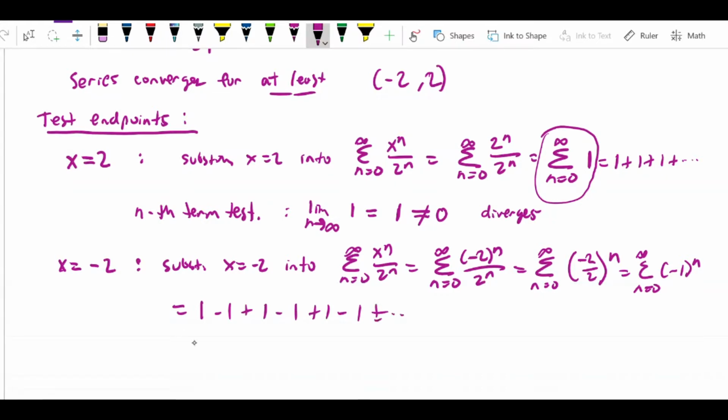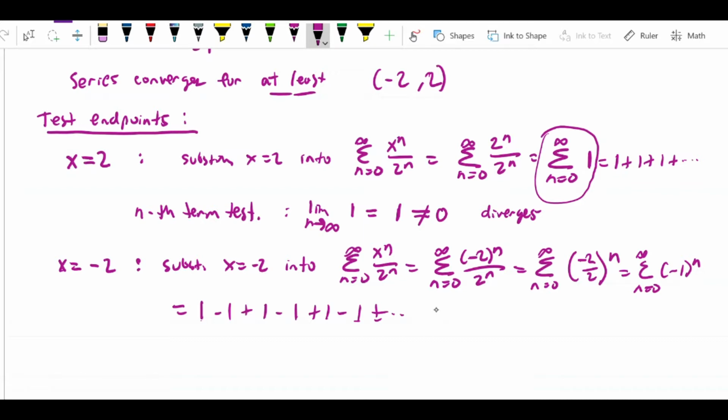This doesn't go out to infinity. It just keeps oscillating back and forth. When I add up the first term, it's 1. When I add up the first 2 terms, it's 0. The first 3 terms is 1. The first 4 terms is 0. The first 5 terms adds up to 1. The first 6 terms adds up to 0. So what we can easily see is that it doesn't equal anything, but the partial sums are either going to be 1 or 0 depending on whether we're adding up an even or odd number of terms.